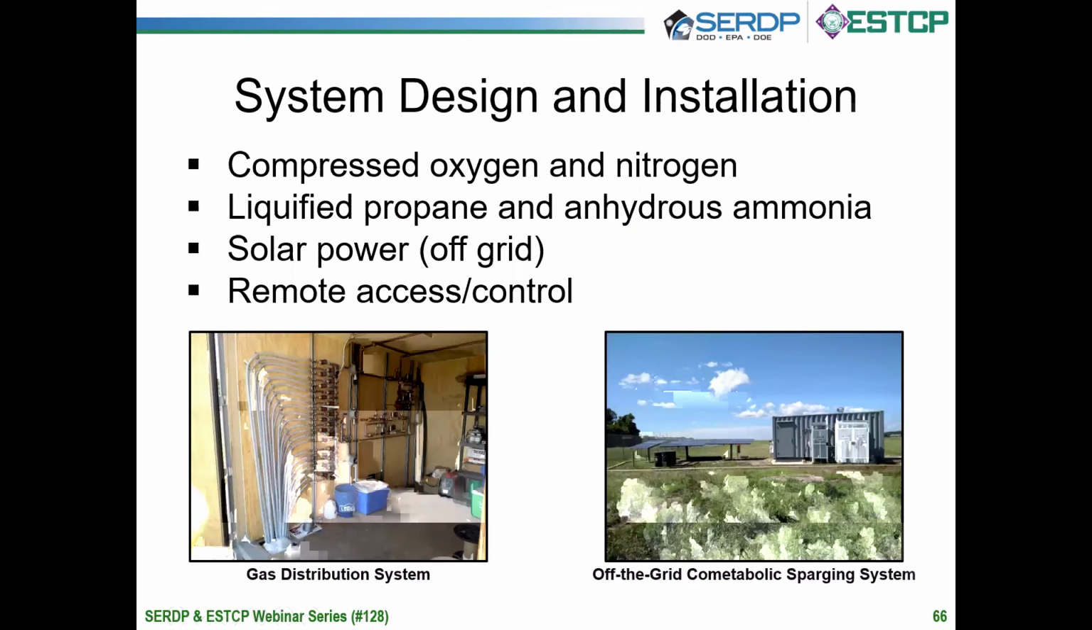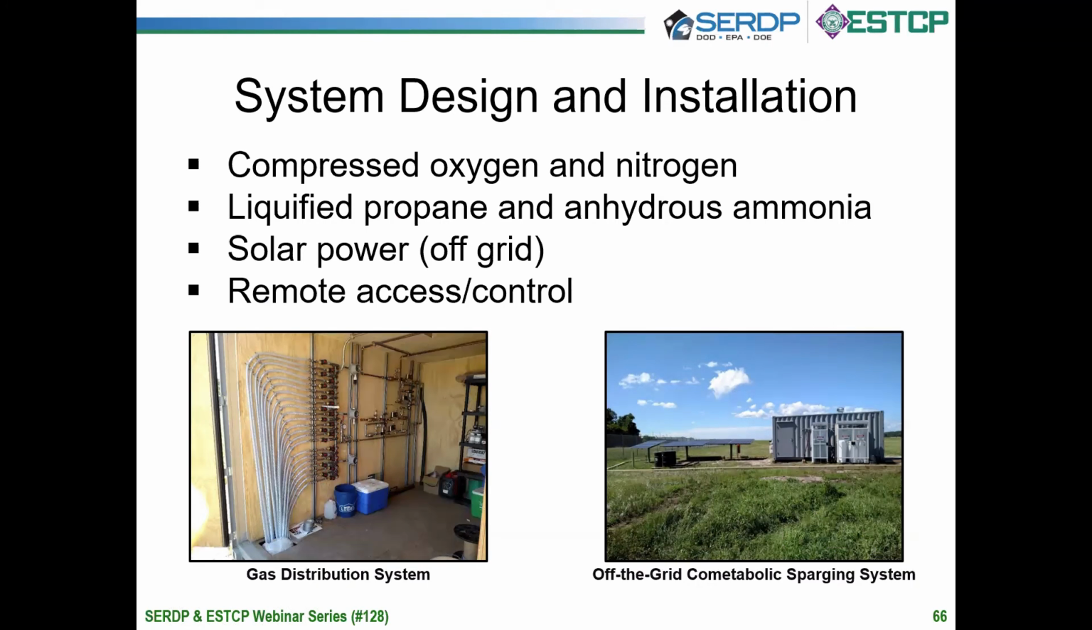So for the system design, we used 4 different gases. We had compressed oxygen and nitrogen cylinders, as well as liquid propane and anhydrous ammonia cylinders. And this system was solar powered and completely off the grid. We had 11 solar panels and a series of 12-volt batteries. We had remote access via a cellular system, so we could dial right into the system. We rarely needed people on site, except for oxygen changeouts. We could operate this system remotely from your computer, in my case, 600 miles away from the project site.